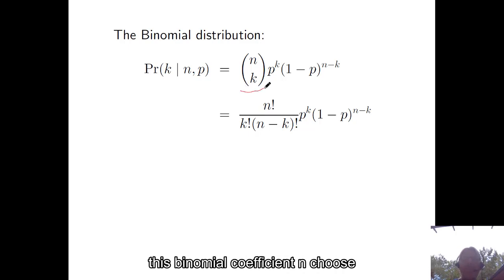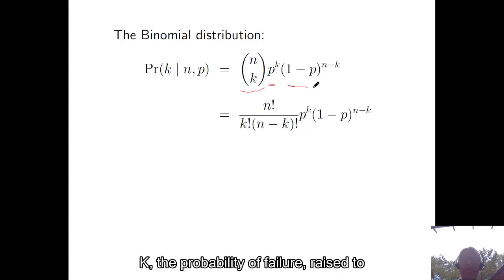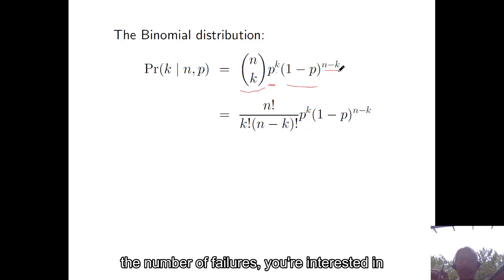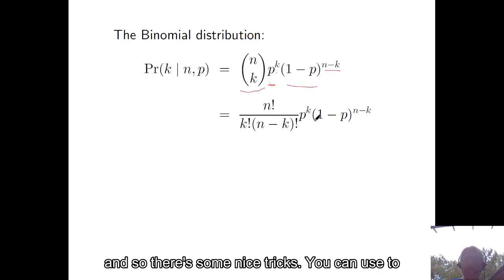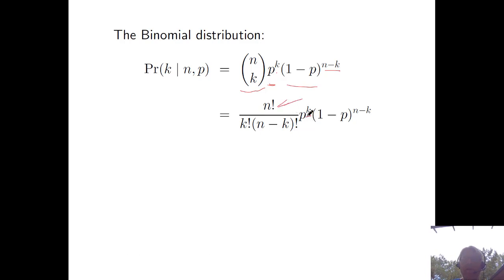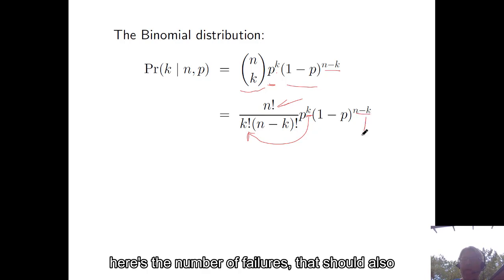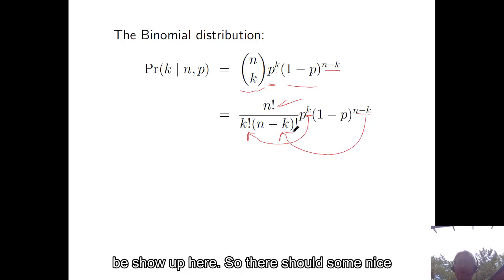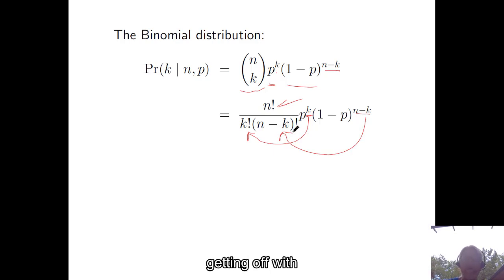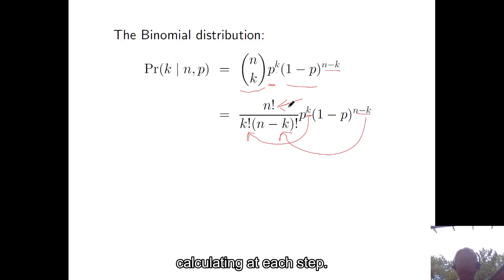So remember, it's this binomial coefficient, n choose k. It's the probability of success raised to the number of successes you're interested in, so p to the k, the probability of failure raised to the number of failures you're interested in. And so there's some nice tricks you can use to double check yourself. This is always n factorial in the numerator. This exponent for p, that's going to be over here in the denominator of the choose function, and here's the number of failures. That should also show up here. So there should be some nice matching here, and you can double check that you're not sort of getting off on the things that you're supposed to be calculating at each step.